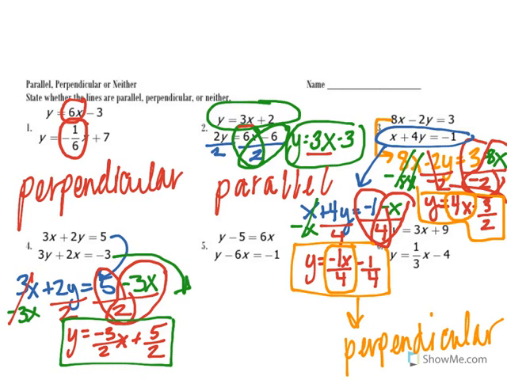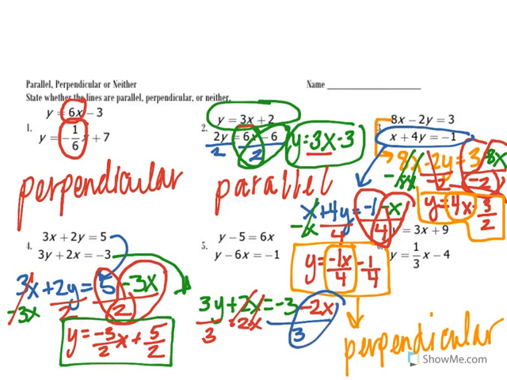Now we are going to put the second equation in slope-intercept form. So I'm going to subtract the x and then divide by 3. Negative 2x divided by 3 is negative 2/3 x. And then negative 3 divided by 3 is just negative 1.